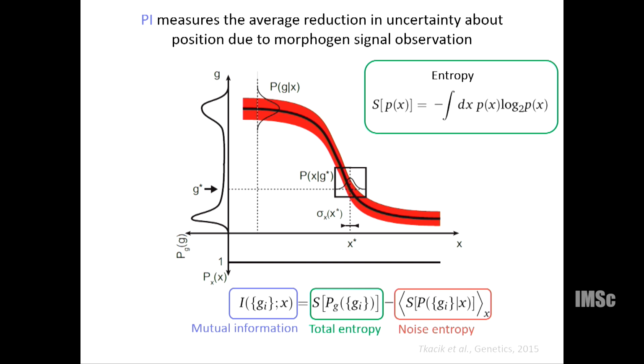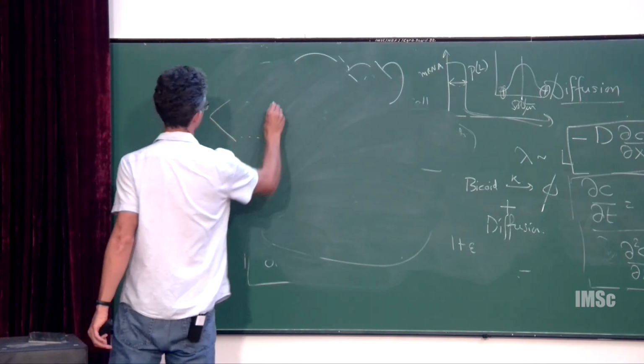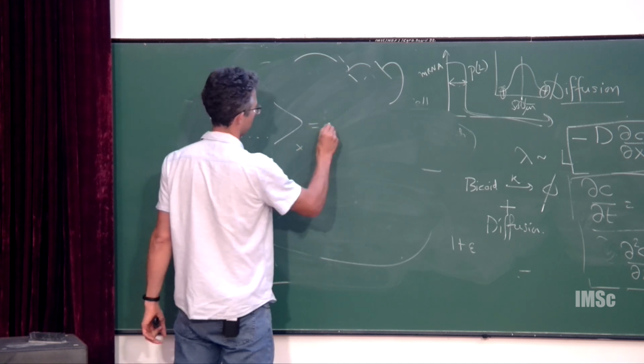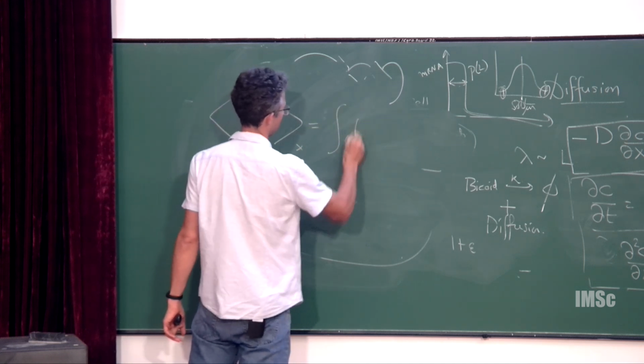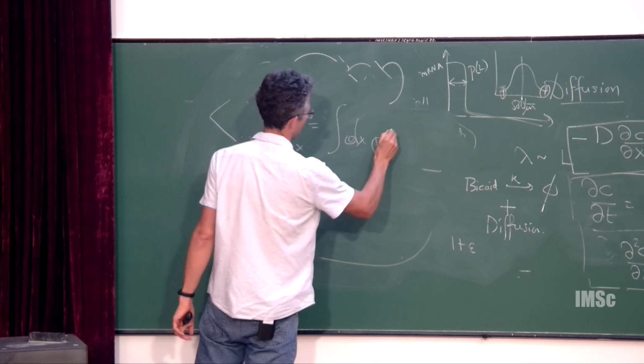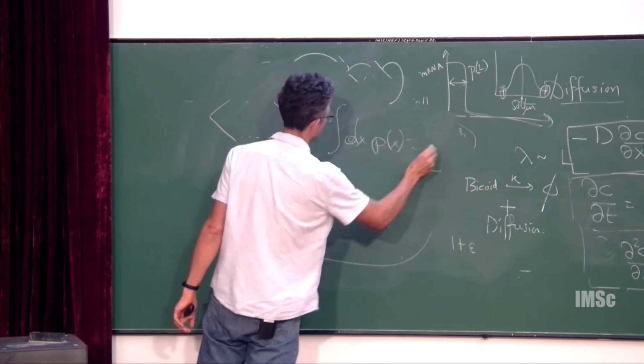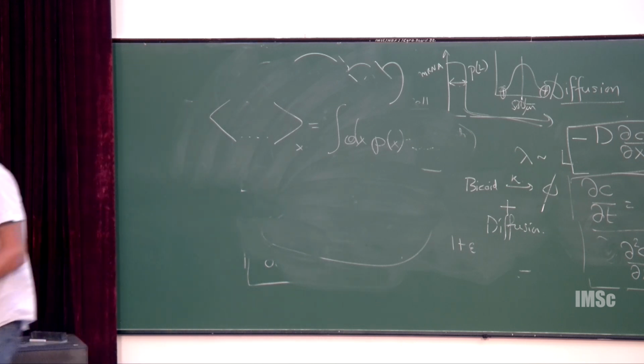I didn't put this here, but when I mean something like this, in general, x or p(x), this is just the average of whatever is here.